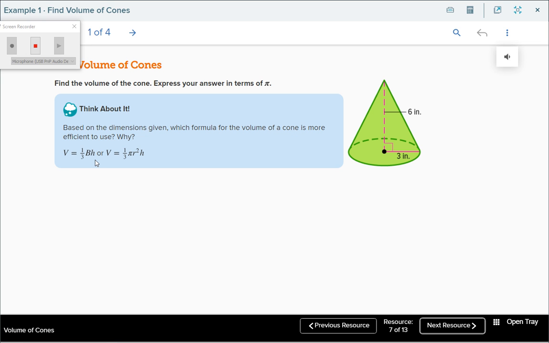V equals pi r squared times height divided by 3. Okay, which is the same exact thing as multiplying by 1/3. I like it better to just divide it by 3. So if we were to plug that in here, first of all, what do these numbers represent?